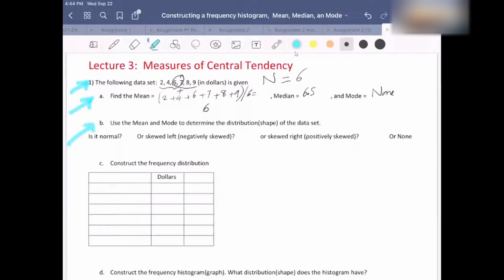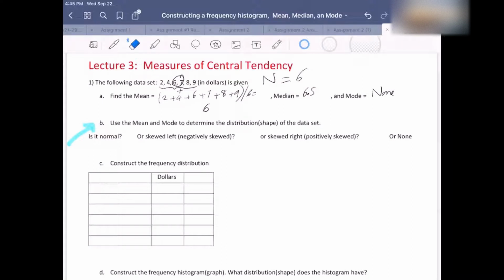Alexander, can you read part B for me out loud? They use the mean and the mode to determine the distribution shape of the data set, and the answers are either normal, skewed to the left, negatively skewed, or skewed to the right, positively skewed, or none. All right, thank you.